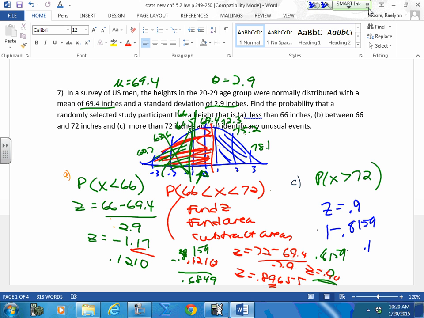Point 1841. Okay, now, let's interpret this. The probability of me choosing a person from this survey, this study, and that person being between 66 and 72 inches is about a 68% chance that I'll pick somebody and they'll be between 66 and 72 inches.